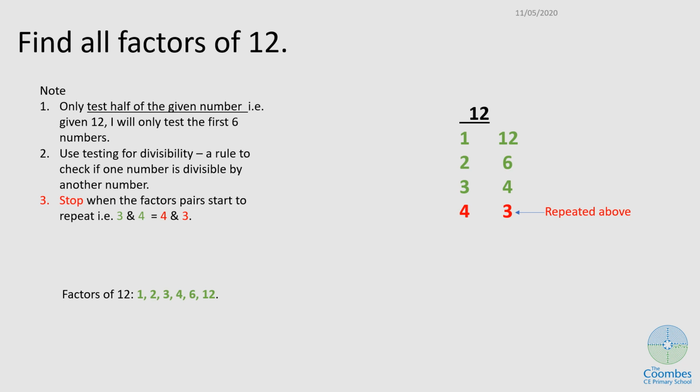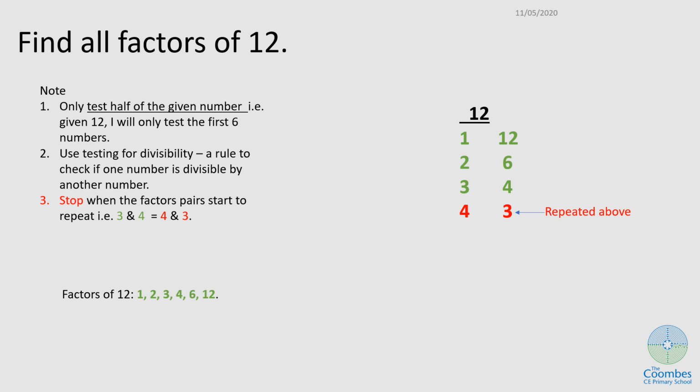So given the number 12, how do I go about finding factor pairs? There are some things I want you to take note of. First is that you only test half of the given number. For instance, if I'm given 12, I'm only testing the first 6. Second, use testing for divisibility, and it's just a rule to check if one number is divisible by another. And third, stop when the factor pairs start to repeat themselves. For instance, 3 times 4 is the same as 4 times 3.